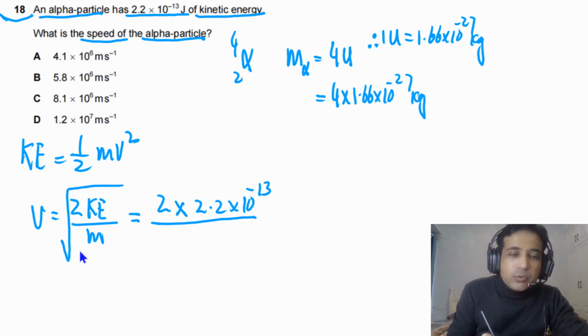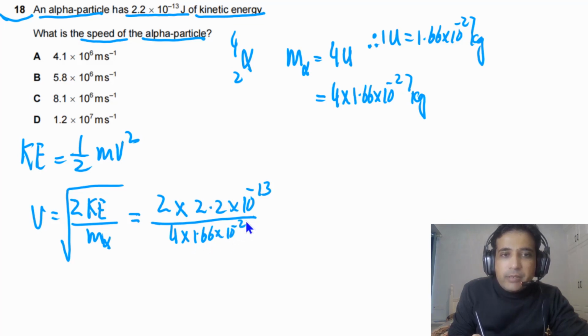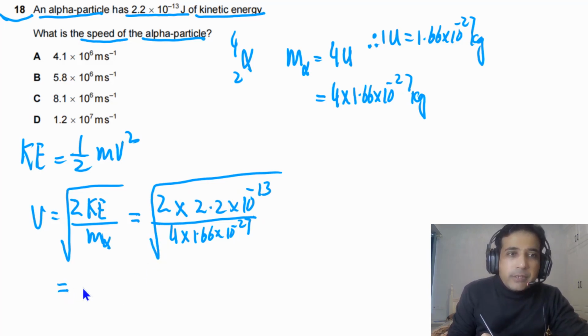So this is the mass of the alpha particle. Simply, if we write 1.66 times 10 to the negative 27 and take the root of this, we can calculate the speed of the alpha particle, which in this case will be equal to 8.1 up to 2 SF times 10 to the 6 meters per second. So this is the value of the speed. So the answer for this question is C.